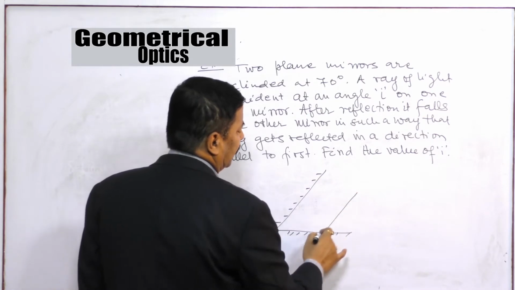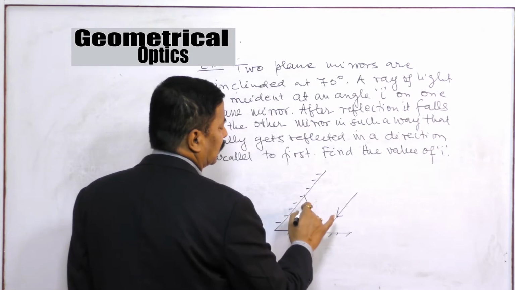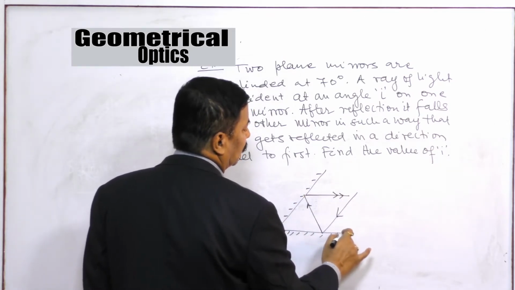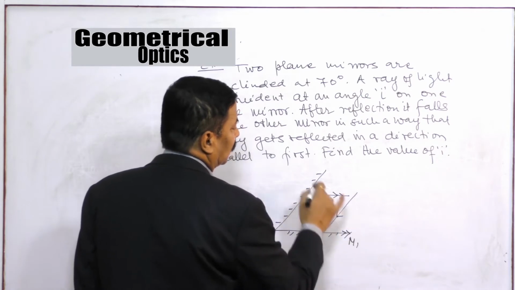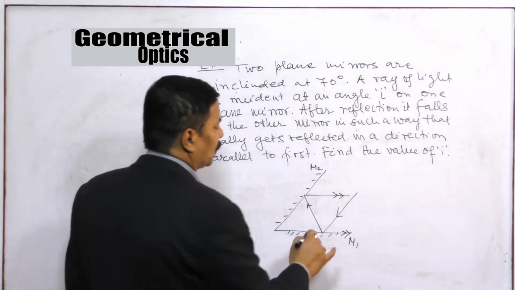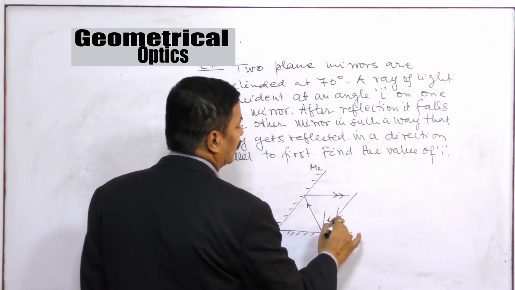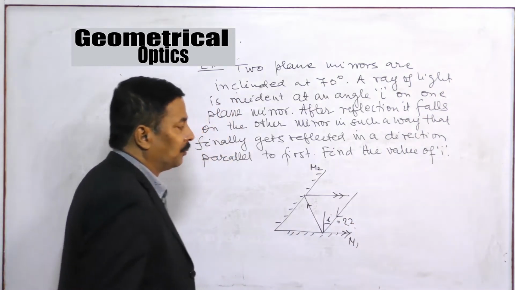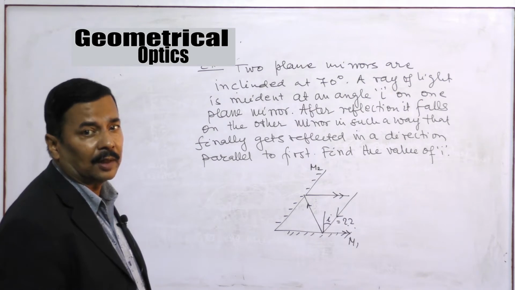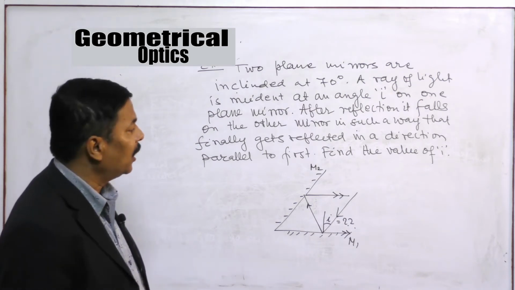A ray of light is incident. This is not parallel to this. It has gone. But finally the reflected ray, this is parallel to this first mirror. This is parallel to the first mirror. And you have to say what is the value of this angle of incidence. Pause the video and then solve by yourself. If you are able to solve, very good. Otherwise, see the solution.